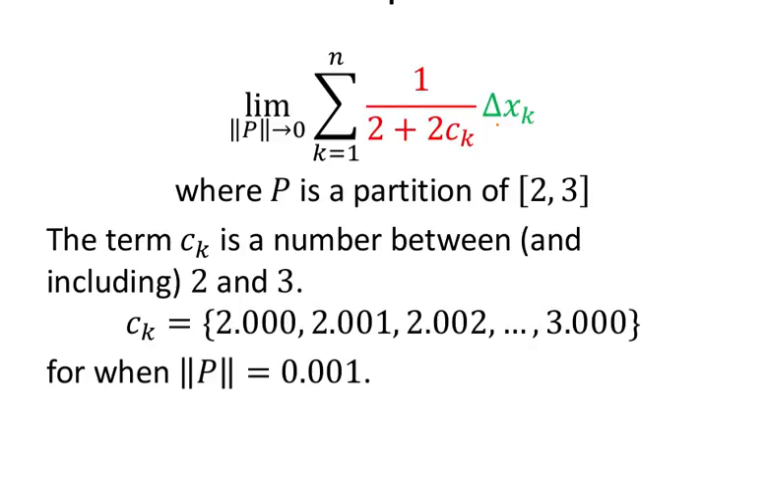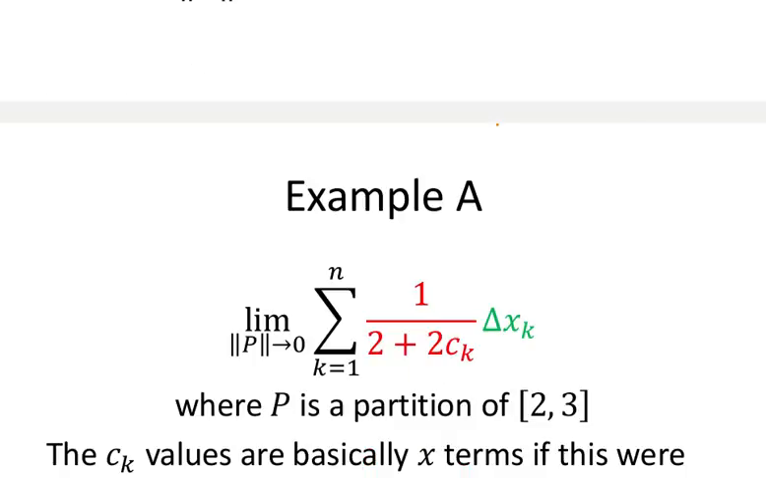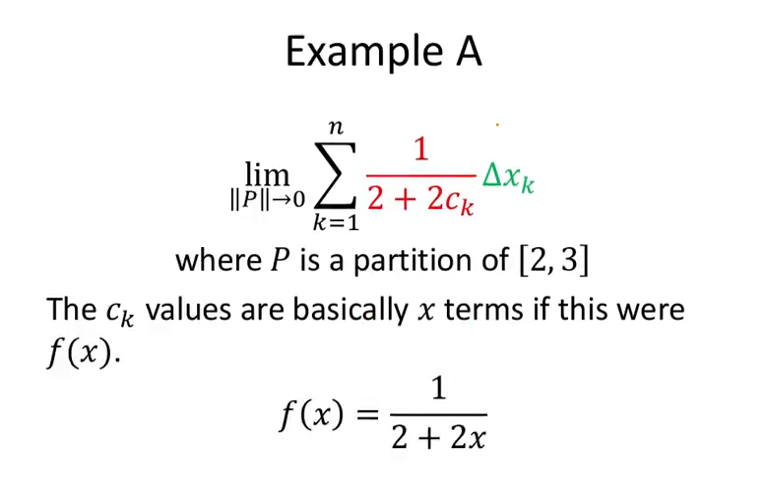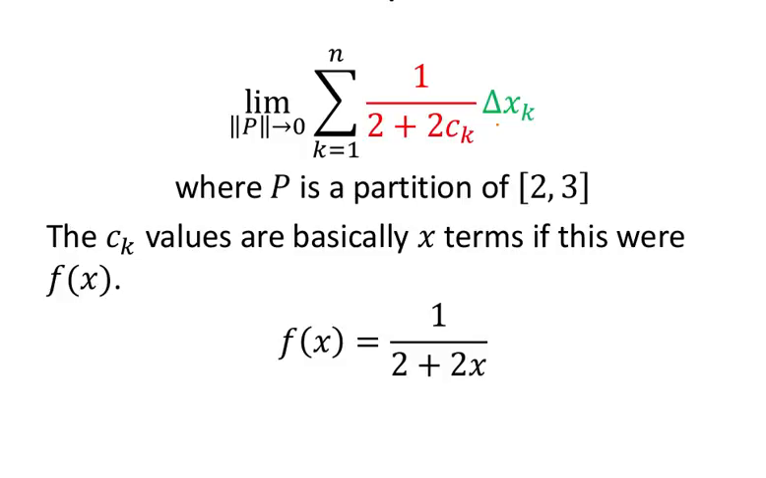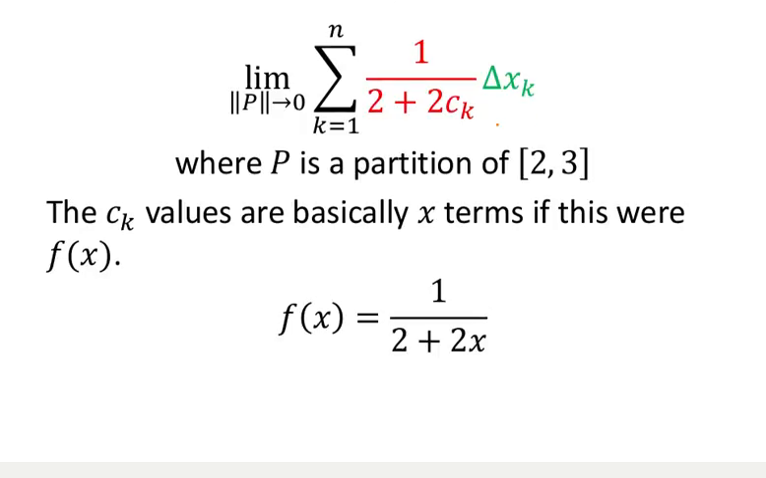That actually would be a very accurate summation for measuring the area under the curve. You'd have a few digits of precision there, about 3 digits of precision. And so the key is to recognize that this is actually the integral of 1 over 2 plus 2x. Notice that if you change a c of k into an x, you would have your f of x. That's the elevation of your curve.